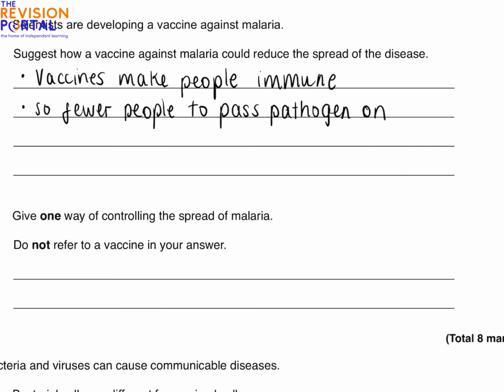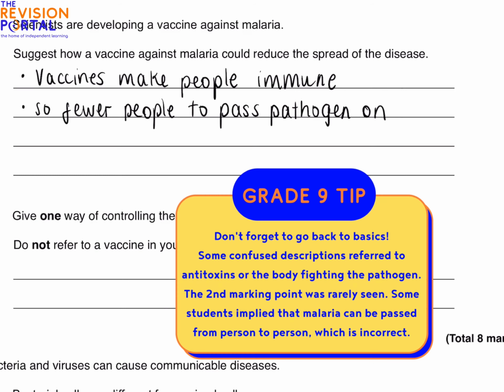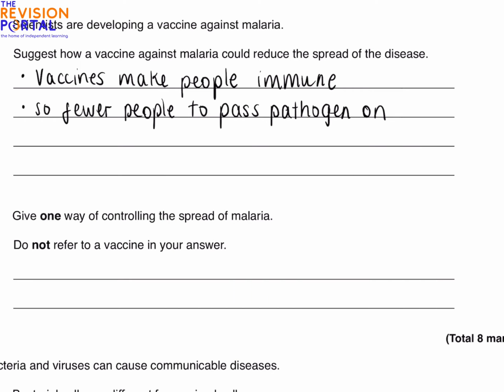So you don't actually have to say onto mosquitoes, but I mention that because students commonly went wrong by misunderstanding malaria. So this isn't spread between people, it's spread via vector. And the vector that carries malaria are mosquitoes, okay? So if you had written that there are fewer people to pass on the pathogen to one another, you would not have gotten the mark. And that's why the second marking point for this question was rarely seen.